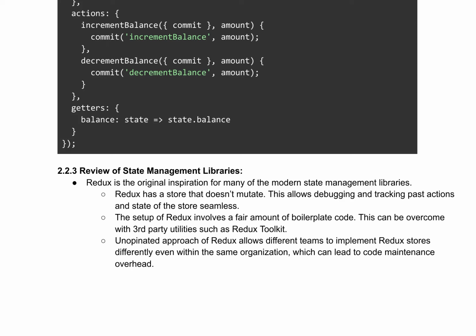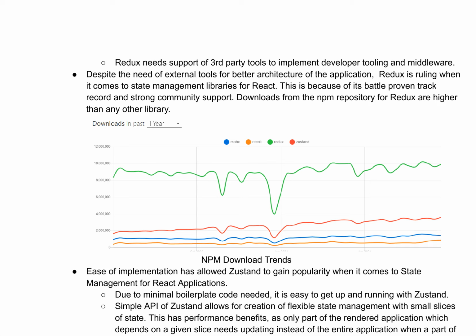In the realm of state management for React applications, Redux stands out as a prominent library due to its battle-tested track record and strong community support. It utilizes principles such as immutable state, reducers, and actions, which are well known from the Redux ecosystem. However, it requires support from third-party tools for developer tooling and middleware.